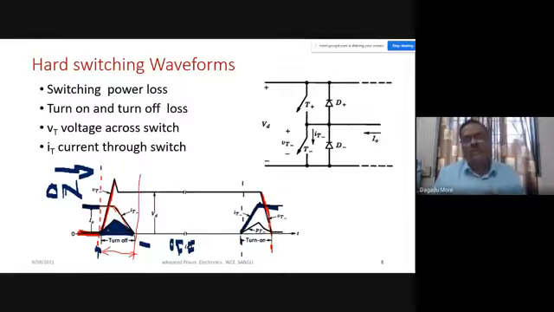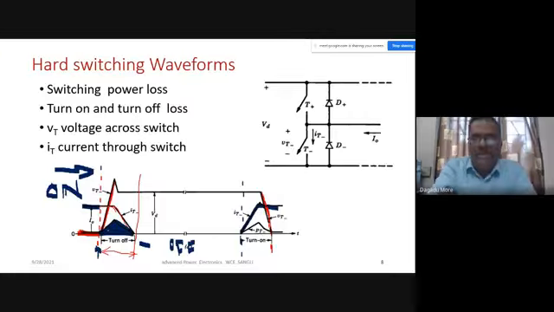And what is the reason? The reason is the semiconductor physics of this, and because of that, loss is taking place. And this area, the energy P into T, is the energy per switching. This energy per switching is now fixed.